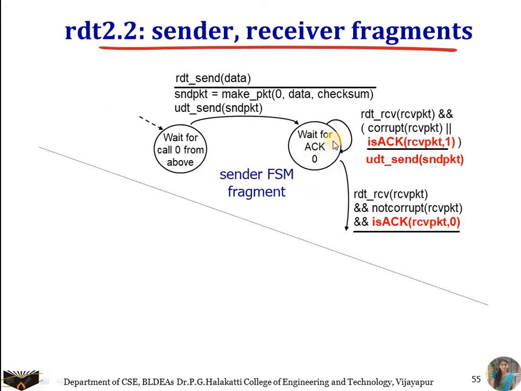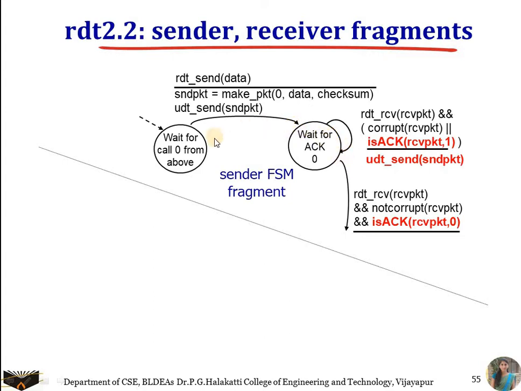Now, while it is waiting for the acknowledgement, suppose it has received an acknowledgement, but it is not the correct one. It has received an acknowledgement for packet sequence number 1, whereas it is waiting for the acknowledgement for sequence number 0. So when it receives the wrong acknowledgement, it is going to discard it and resend the packet which it had sent earlier. So a duplicate packet will be sent and it is still waiting for the acknowledgement of the 0th packet.